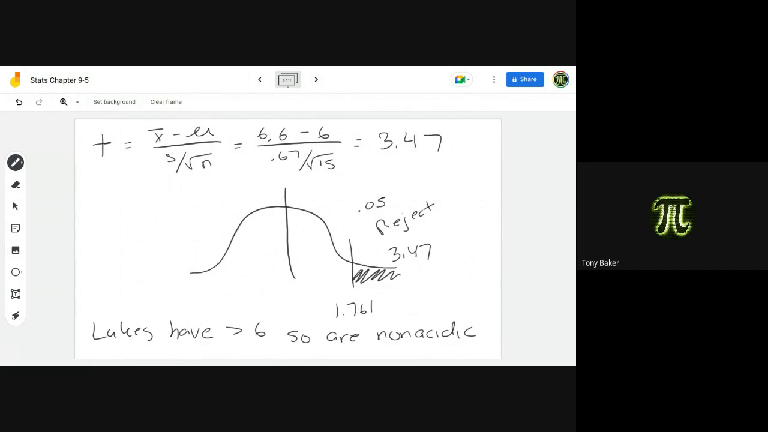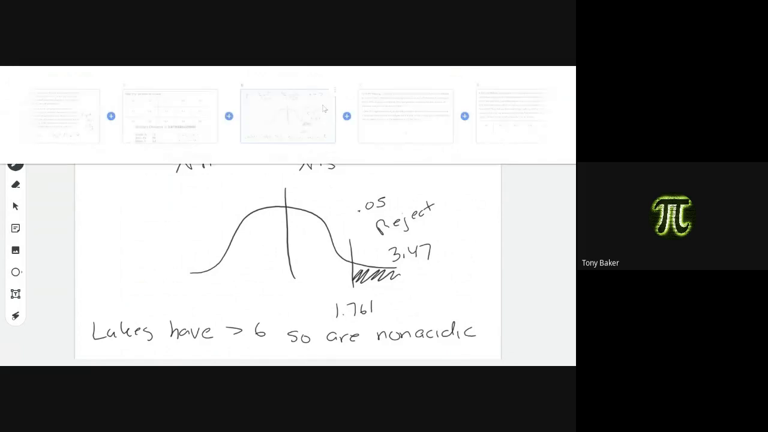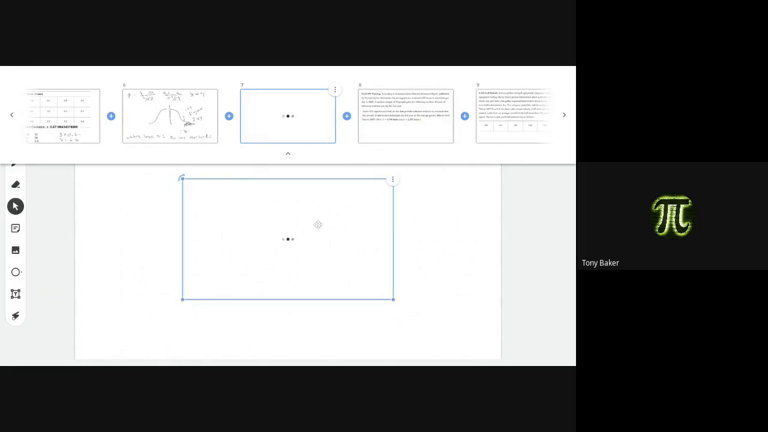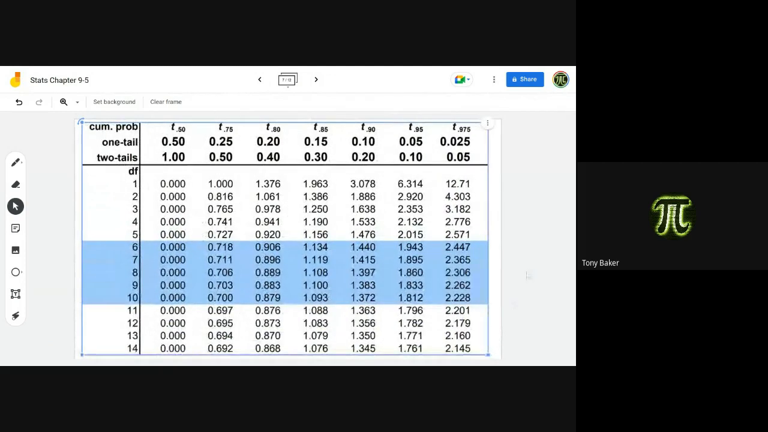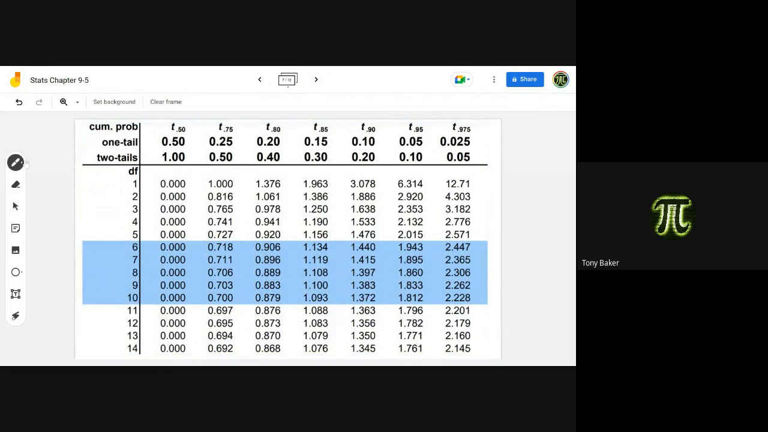Can you show us one more time on the t-table how you got the 1.7? Yeah, let me do it this way real quick. Let me copy it. I'm going to copy and paste this so that I can draw right on it. All right, so we're looking at a one-tailed 0.05. And then we're going down to 14 because it's one less than the sample size. So we look at that column, and that's where the 1.7 is.